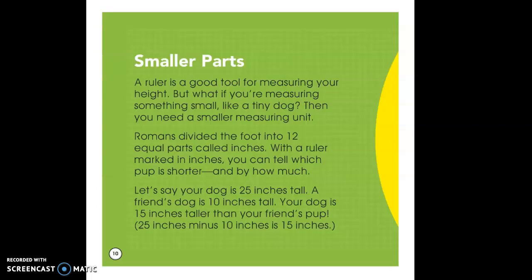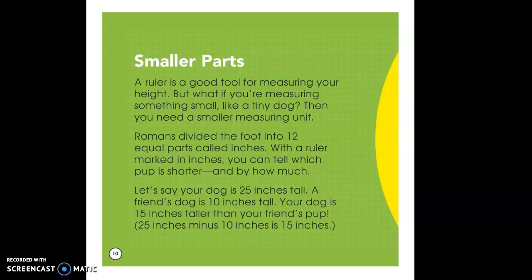Smaller parts. A ruler is a good tool for measuring your height. But what if you're measuring something small, like a tiny dog? Then you need a smaller measuring unit. Romans divided the foot into 12 equal parts called inches. With a ruler marked in inches, you can tell which pup is shorter and by how much.